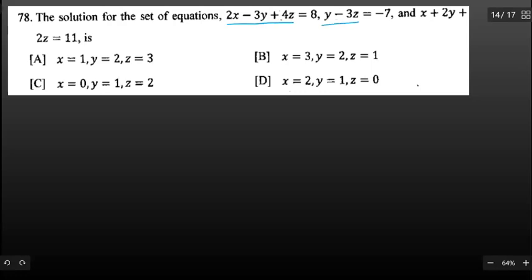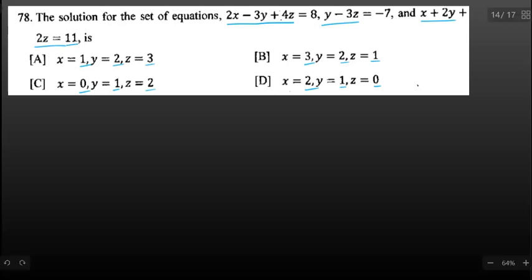2x minus 3y plus 4z equals 8, y minus 3z is equal to minus 7, and x plus 2y plus 2z is equal to 11. So this is better to solve by hit and trial method, because this saves time. The options are x equals 1, y equals 2, z equals 3; x is equal to 0, 1, 2; and 3, 2, 1; 2, 1, 0. If we put these values in these equations and if any of these values satisfies these three equations, then we can say that this is the solution.